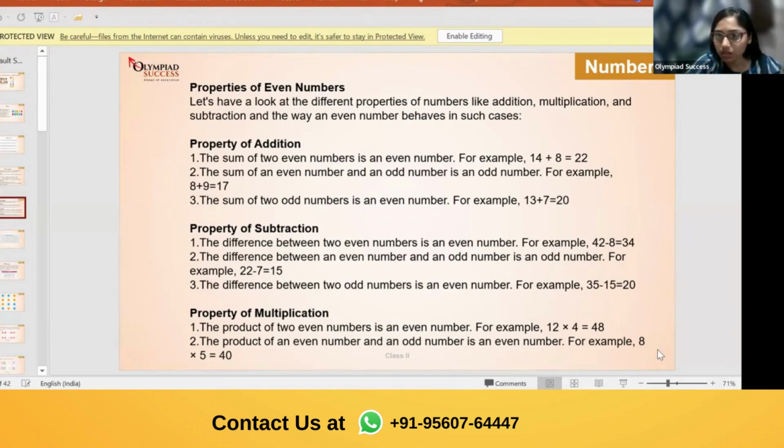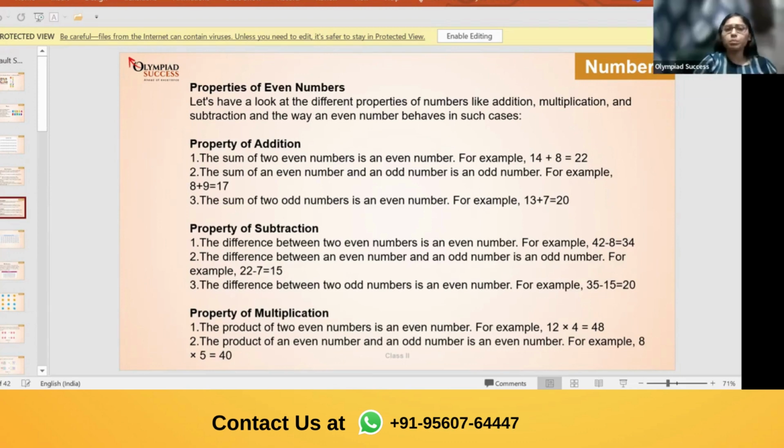Shriyan, would you like to read property of multiplication? Yes, ma'am. The product of two even numbers. Read louder. The product of two even numbers is an even number. For example, 12 fours are 48. The product of an even number and odd number is an even number. For example, 8 fives are 40.